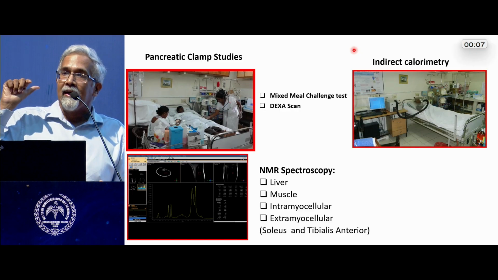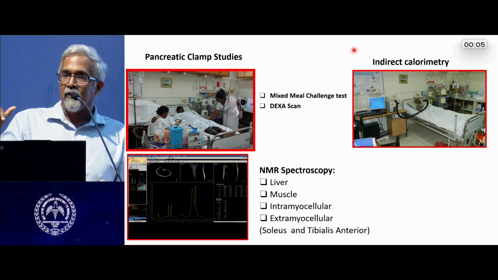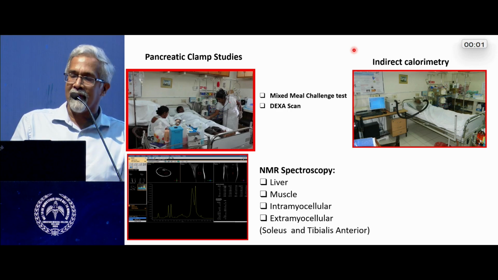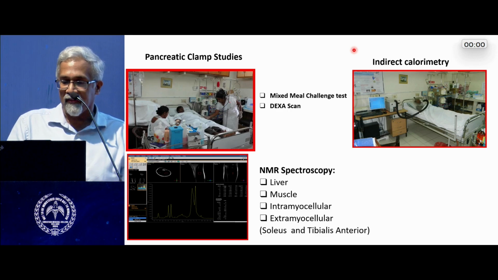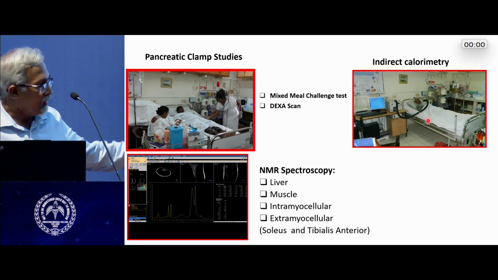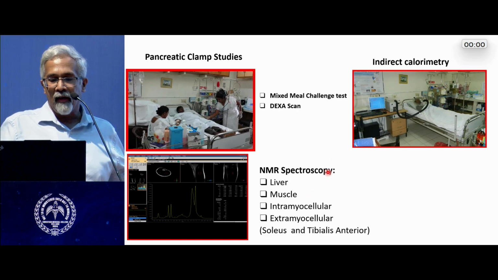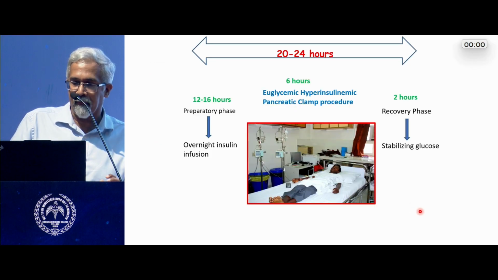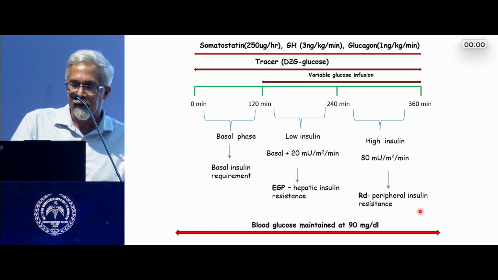So if the patients are insulin resistant, you need to give more insulin to maintain the glucose at 90 milligrams per deciliter. Simple as that, but it's a very arduous process, and our nurses are trained to do that. We also did energy expenditure studies, and we measured the micro quantities of fat in the liver and the muscle. This is the clamp study that we did.